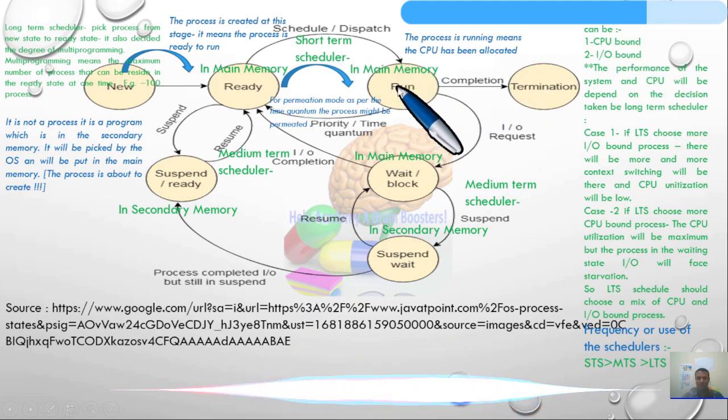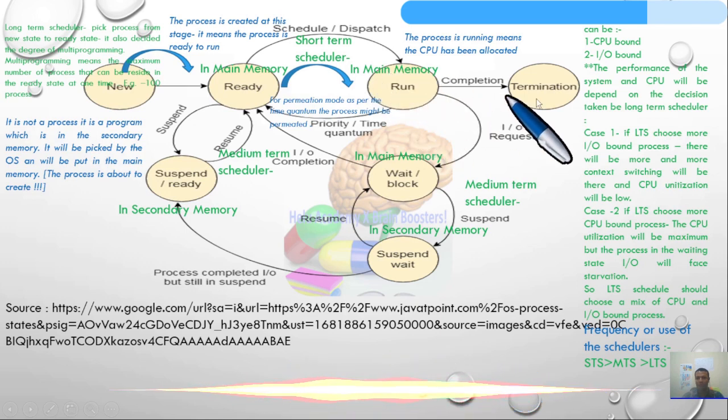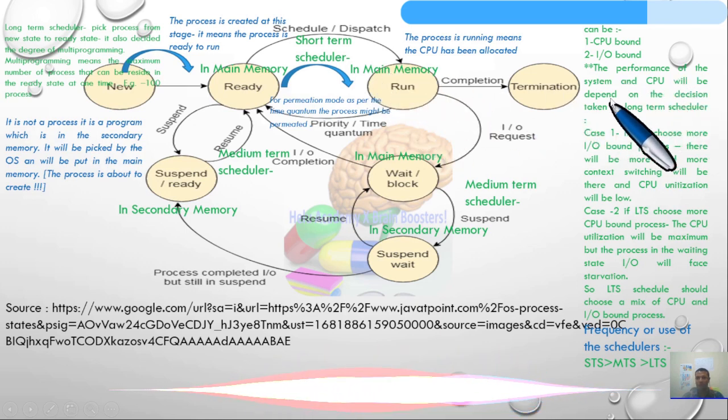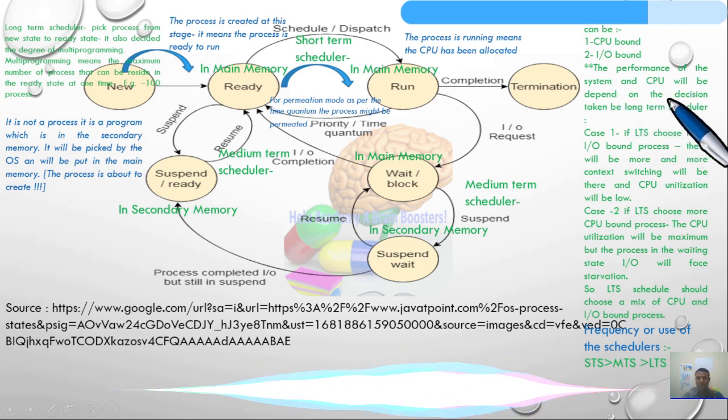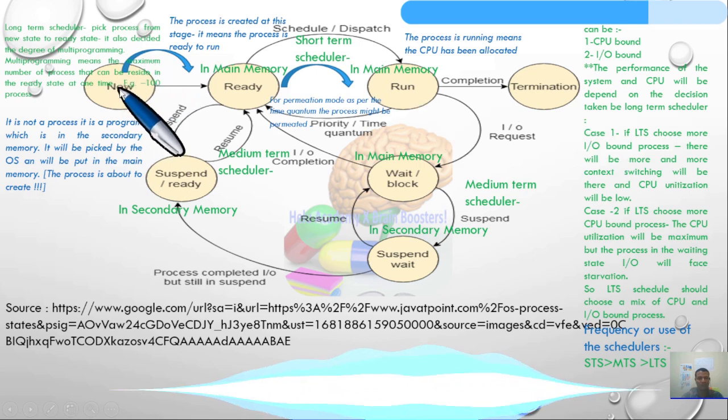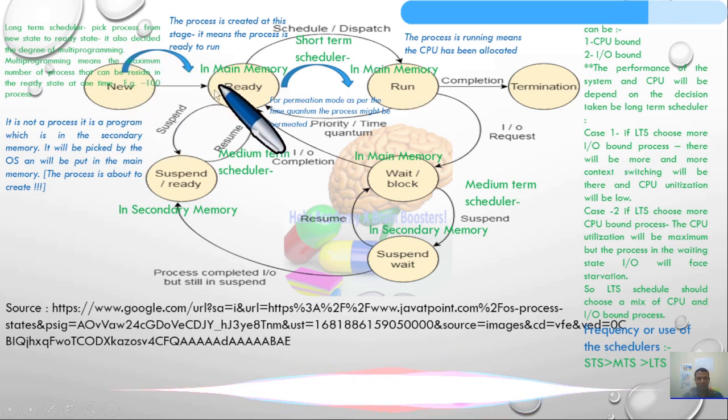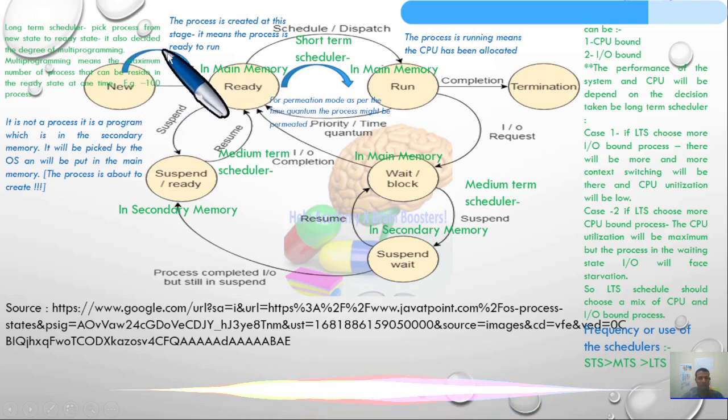That is, CPU bound processes; most of the processes in the ready queue are CPU bound. The performance of the system and the CPU will depend on the decision taken by the long-term scheduler, because the long-term scheduler is the one who picks the processes. So which kind of process the long-term scheduler picks has a huge impact on the performance.